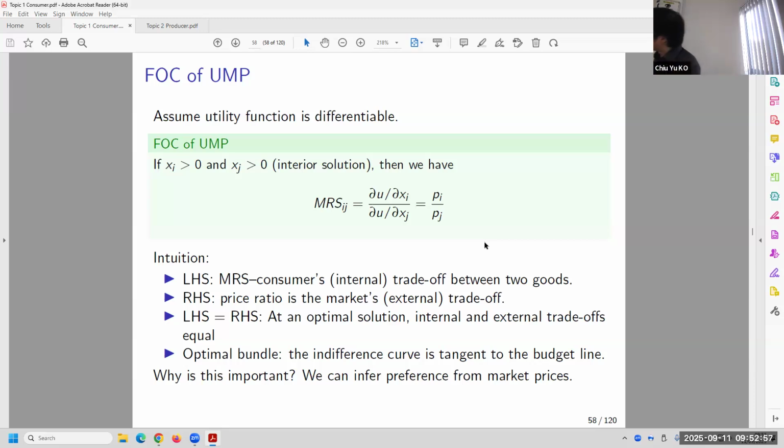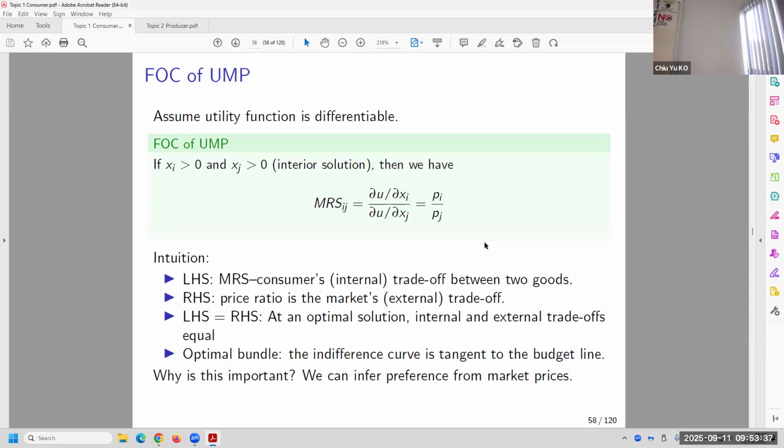The left-hand side, to repeat, is how in his head he thinks about the trade-off between I and J. And the right-hand side is how the market thinks about it, in aggregate. But remember, the market is basically everyone's thinking. So in some sense, it's saying that everyone in the market at the end says I and J have the same trade-off. But this is aggregate, because the price, if the market is efficient, reflects everyone's average or marginal trade-off between the two objects. That would be the idea, right?